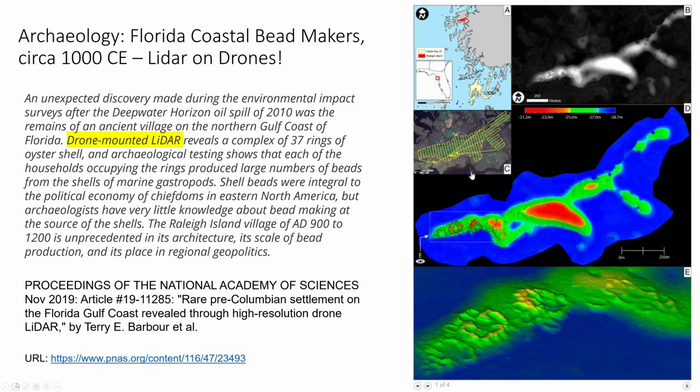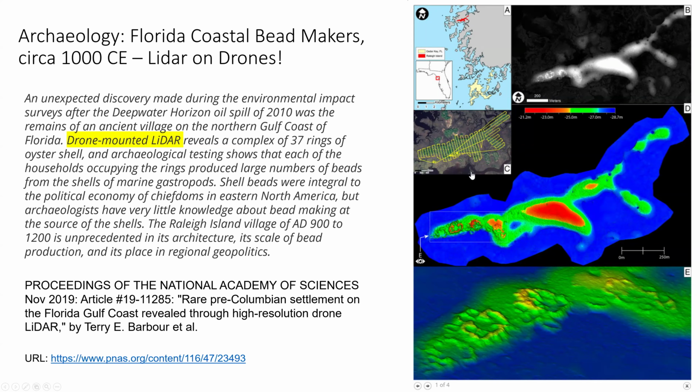Here were coastal bead makers, and they mounted LIDAR on drones. And when they were looking at the Deepwater Horizon oil spill, they found these rings of oyster shell. And here's what they look like on the drone imagery. So they didn't know what these were, and they went and looked at them, and they discovered that they're shell beads, and they were part of the Eastern North American tribal history of roughly 1,000 Common Era, including the Raleigh Island village of 8,900 to 1,200.